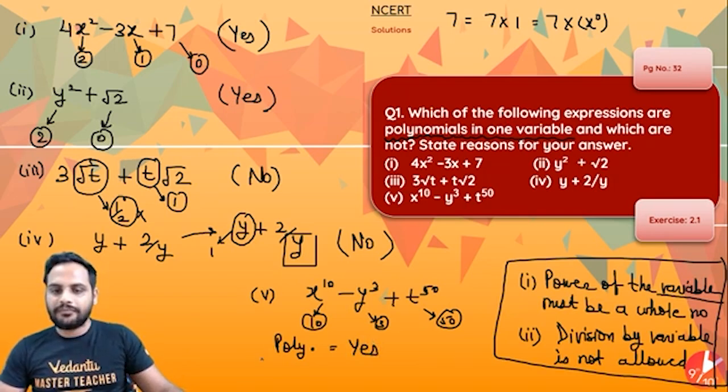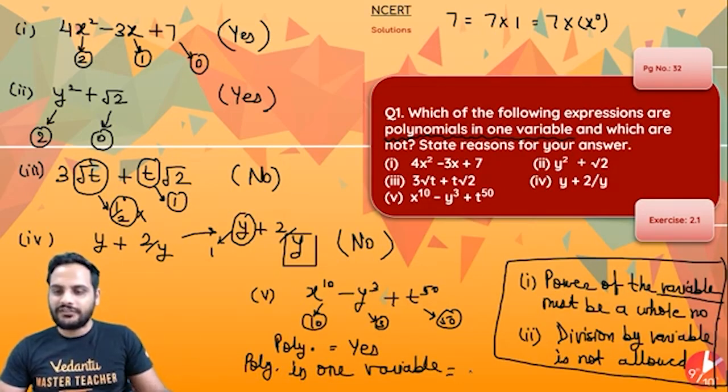But it is asking polynomial in one variable. So can I say there is only one variable? No. So it is not a polynomial in one variable. It is a polynomial in three variables. Got it? So yes, yes, no, no, no will be your answer.